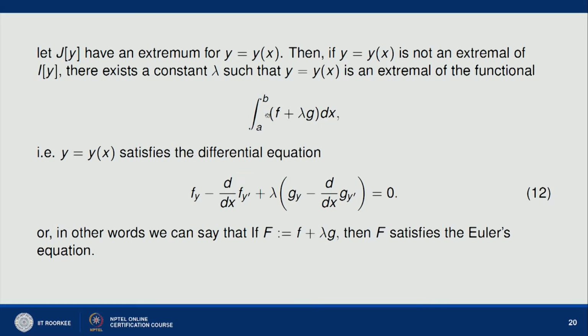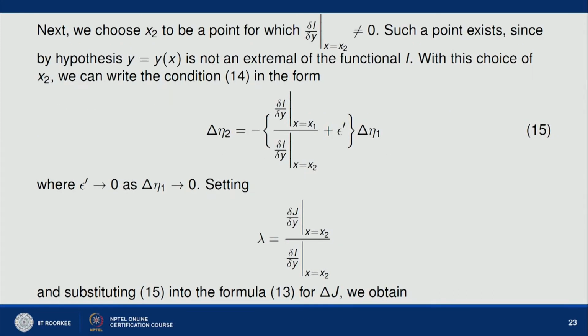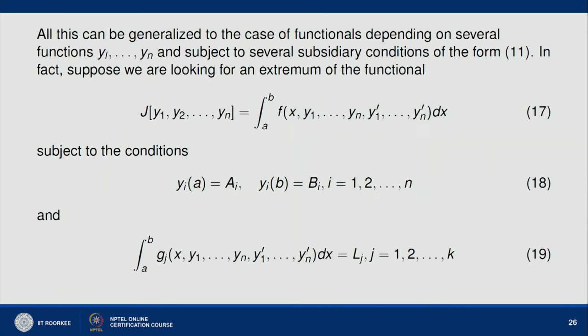So, here if I denote this integrand f plus lambda g as another integrand, capital F, then you can say that capital F satisfies the Euler's equation. And in the previous class we proved the theorem using the variational derivative, and in this lecture let us try to generalize the concept which we discussed in the previous lecture.